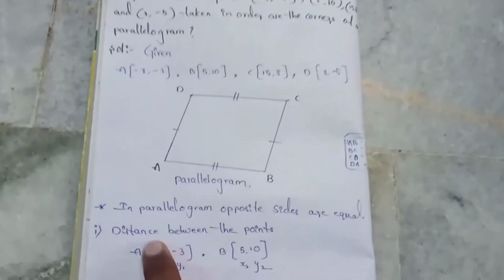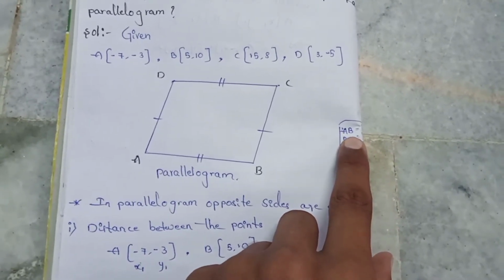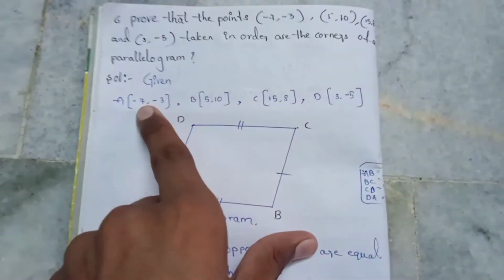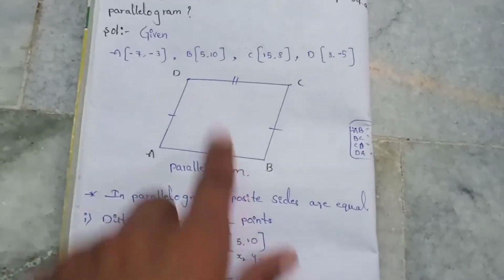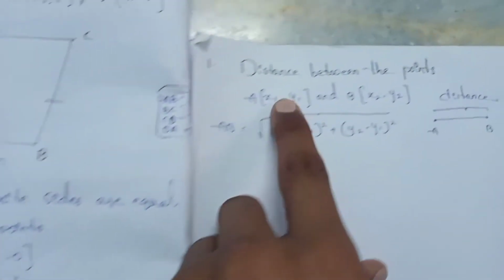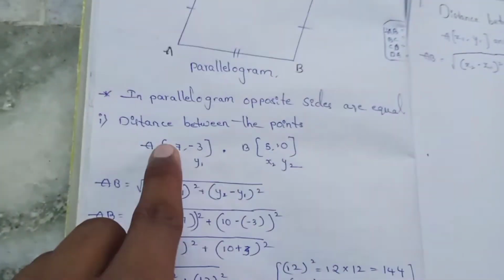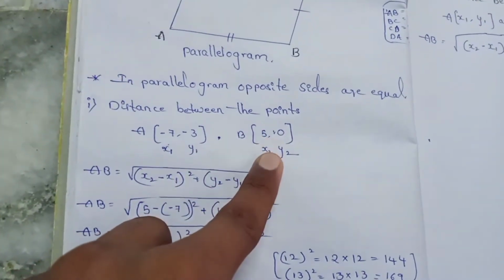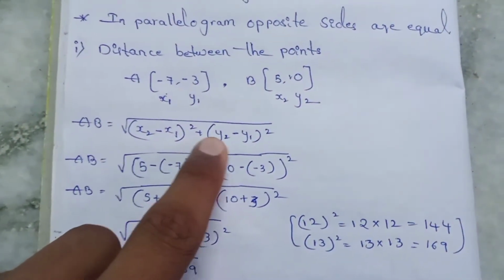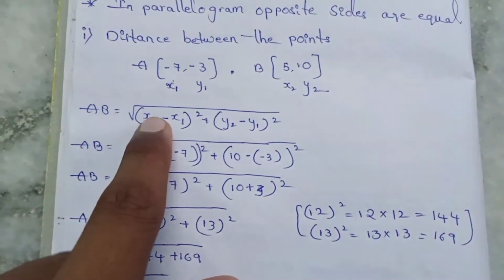Now start with the distance between the points. First of all we have to find the first distance, AB. What are the values of AB here? A value is (-7, -3). B value is (5, 10). I have written here: this is x1, this is y1, this is x2 and this is y2. Now what is the formula? AB equals root of (x2 minus x1) whole square plus (y2 minus y1) whole square. We already know that.